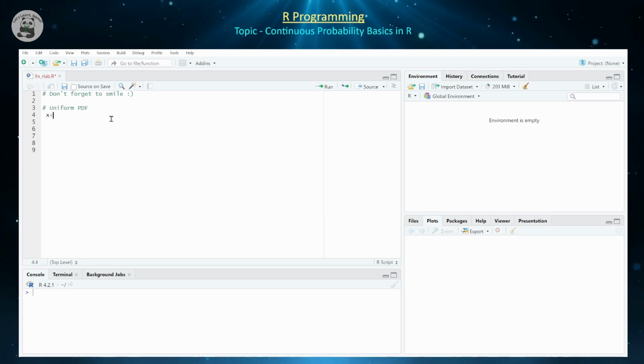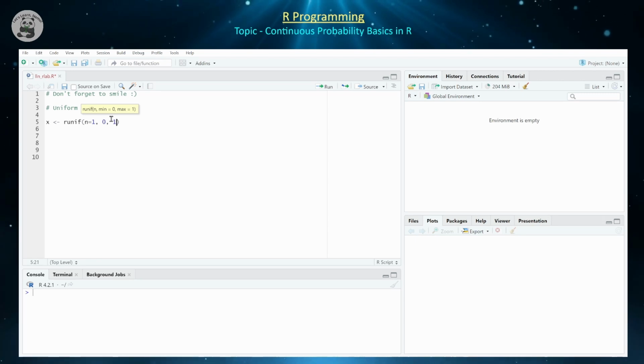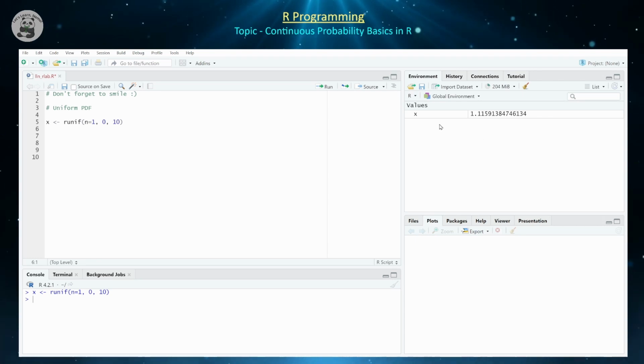So let's assume that we want to choose a random number x from a uniformly distributed distribution. In order to choose a random number, you will do r and then unif for uniform. So a random number from a uniform distribution. Let's assume that we just want to choose one number, from, say, 0 to 10. If we give that a run, that's going to define a random continuous number from 0 to 10. In this case, it's approximately equal to 1.12.